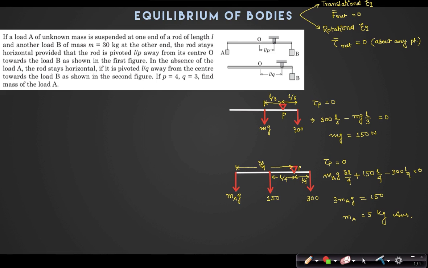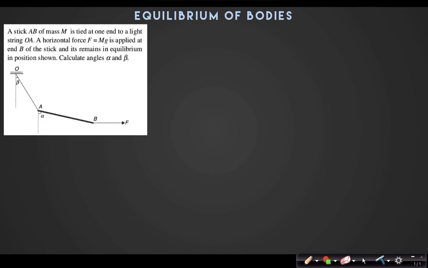Somewhere it must be written. A stick AB of mass M is tied at one end to a light string OA. The horizontal force F equal to mg is applied at end B of the stick and remains in equilibrium. Find the angles alpha and beta. Follow it?